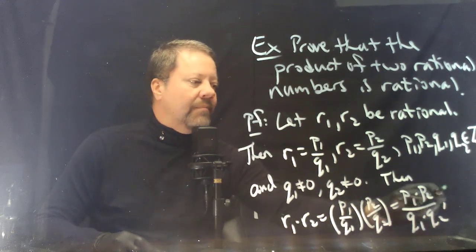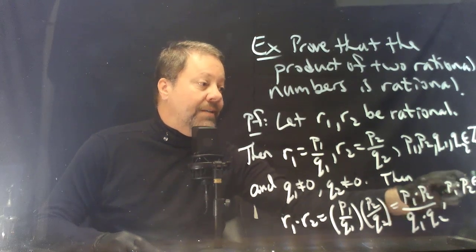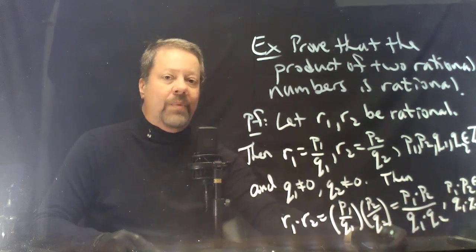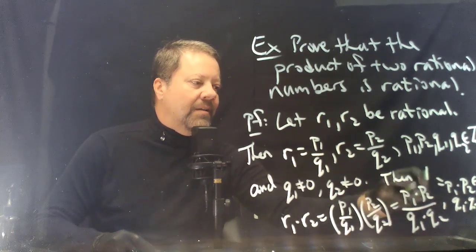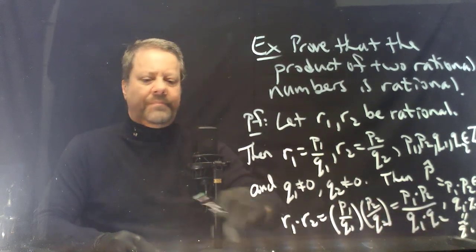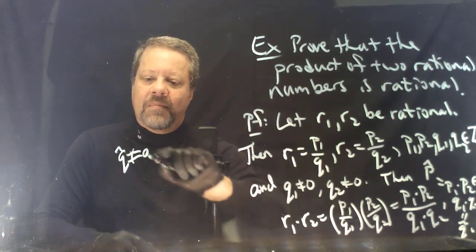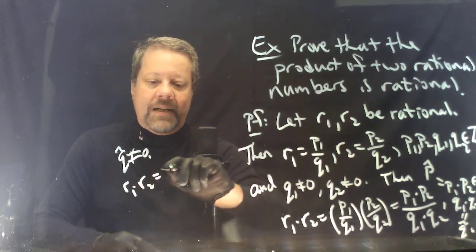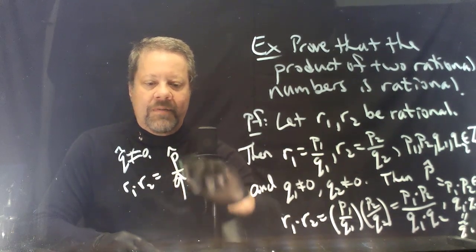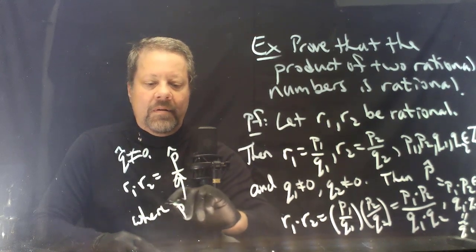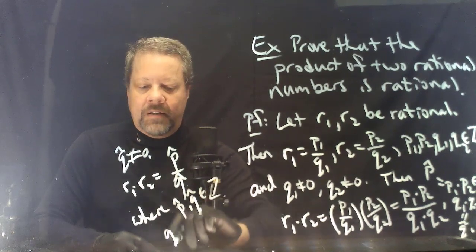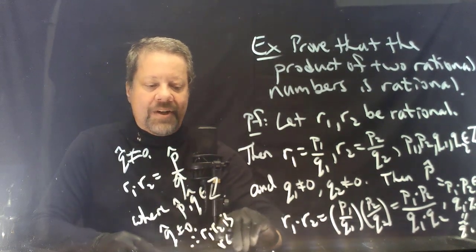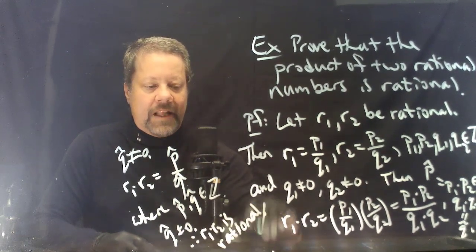By the closure law, P1 times P2 is an element of the set of integers, and so is Q1 times Q2. And since Q1 and Q2 are not 0, this product, we'll call this P hat, and we'll call this product Q hat. We'll know that Q hat is not 0 because it's the product of two non-zero numbers. And so we have R1 times R2 expressible now as P hat divided by Q hat, where these two things are integers, Q hat not 0. From this we deduce then that R1 times R2 is rational. That'll be the end of the proof right there.